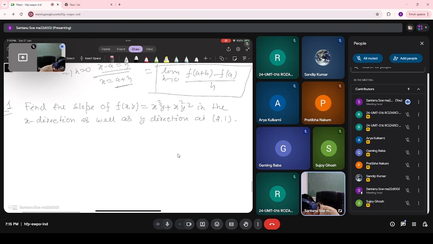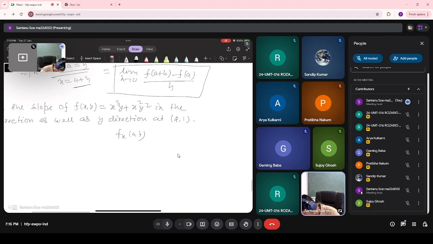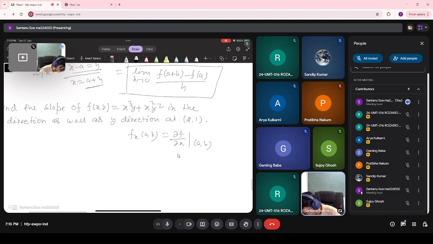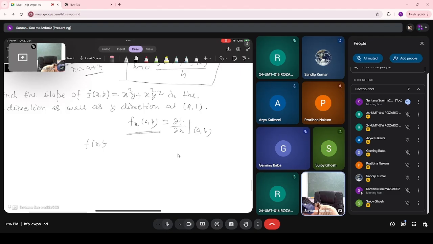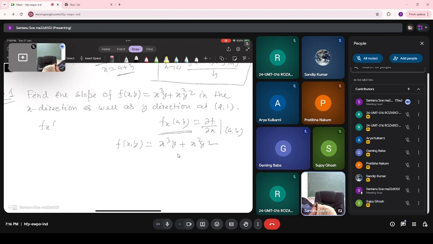Now one thing to notice here is that f_x(a, b) is nothing but the partial derivative with respect to x, and then you put the point (a, b). If you know the partial derivative exists, then instead of doing this limit thing, you can just simply do the derivative, keeping the other variable constant. So for example here, f(x, y) is x cube y plus x square y square, and they have asked in the question to find the values of f_x(2, 1) and f_y(2, 1), correct? So these two we have to find out.